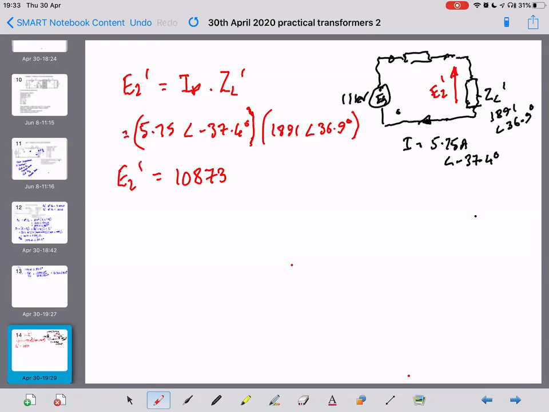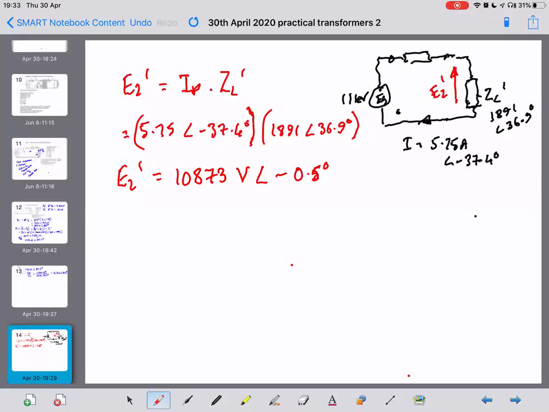10873 volts angle minus 0.5 degrees. I asked minus 37.4 plus 36.9. Yeah, minus 0.5 degrees.